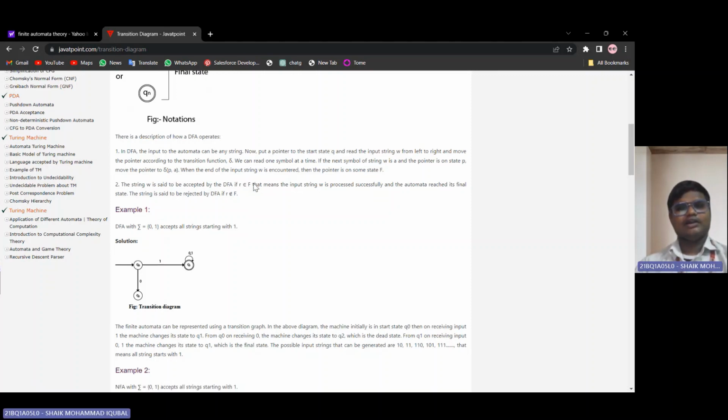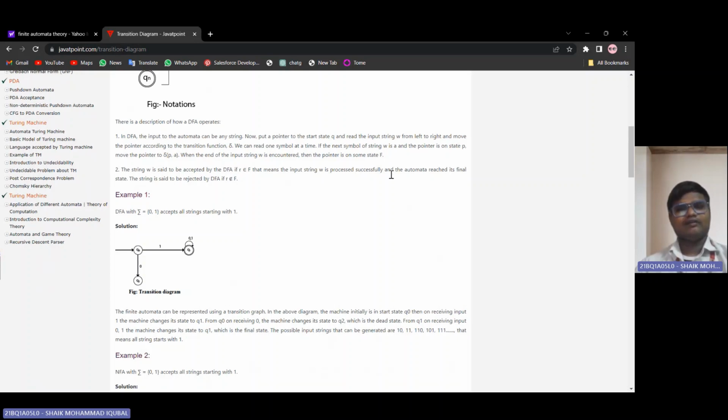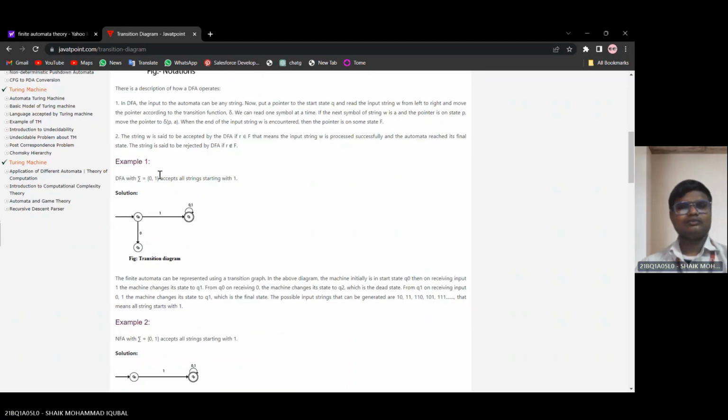When the end of the input string W is encountered, then the pointer is on some state R. The string W is said to be accepted by the DFA if R belongs to F, that means the input string W is processed successfully and the automata reached its final state. The string is said to be rejected by DFA if R does not belong to F.